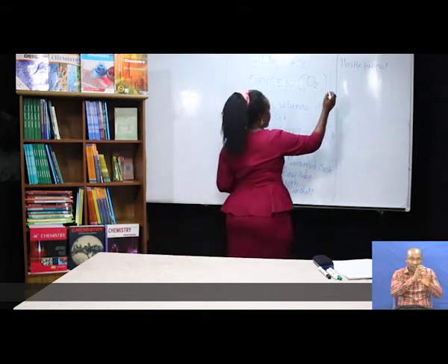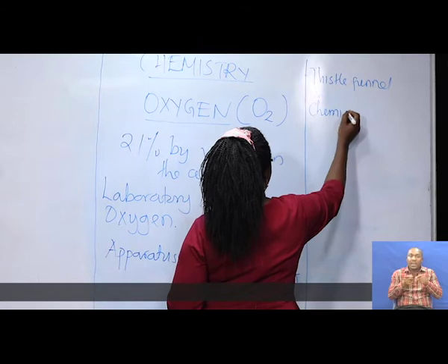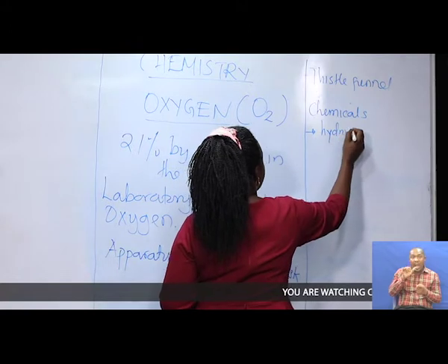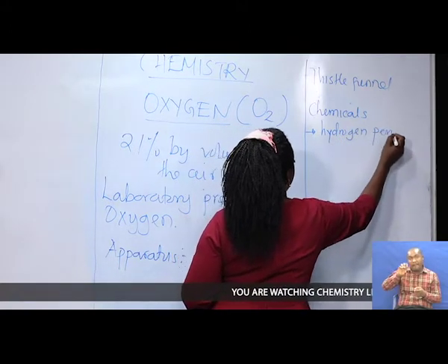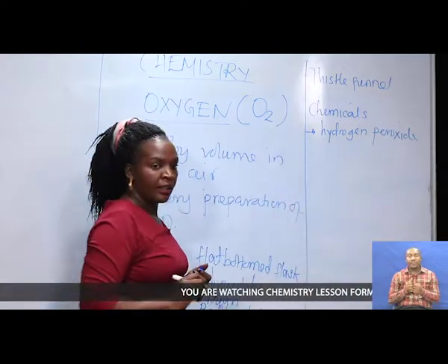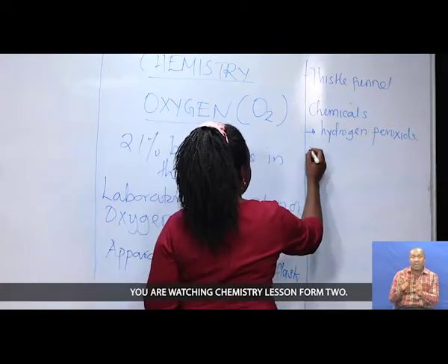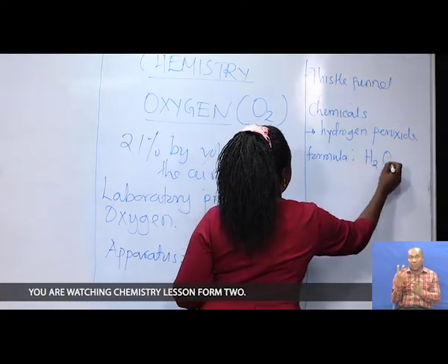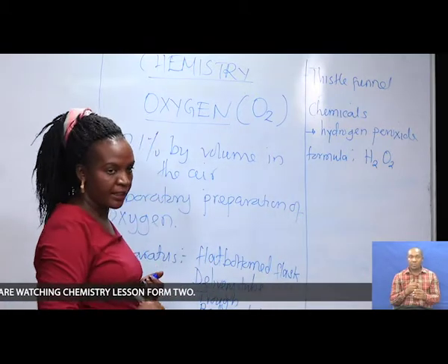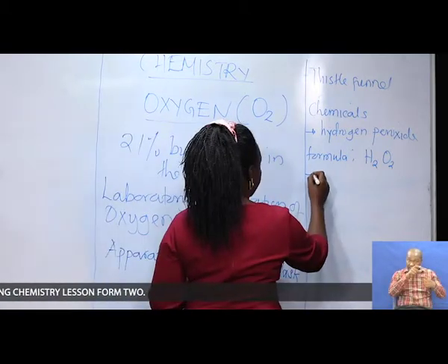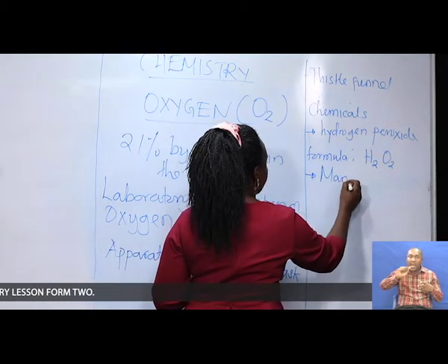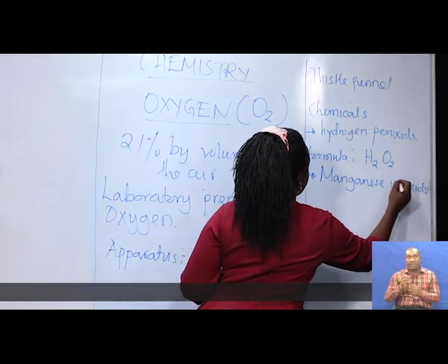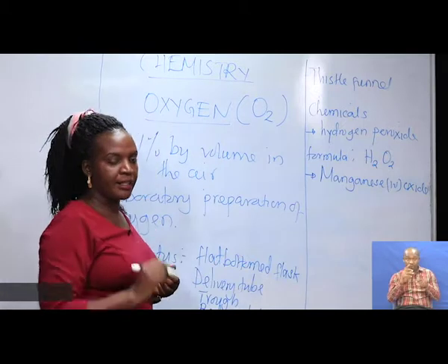But also we should have chemicals. This is hydrogen peroxide. The formula for hydrogen peroxide is H2O2. And also another chemical that you are going to use is called manganese(IV) oxide. This IV must be in brackets.